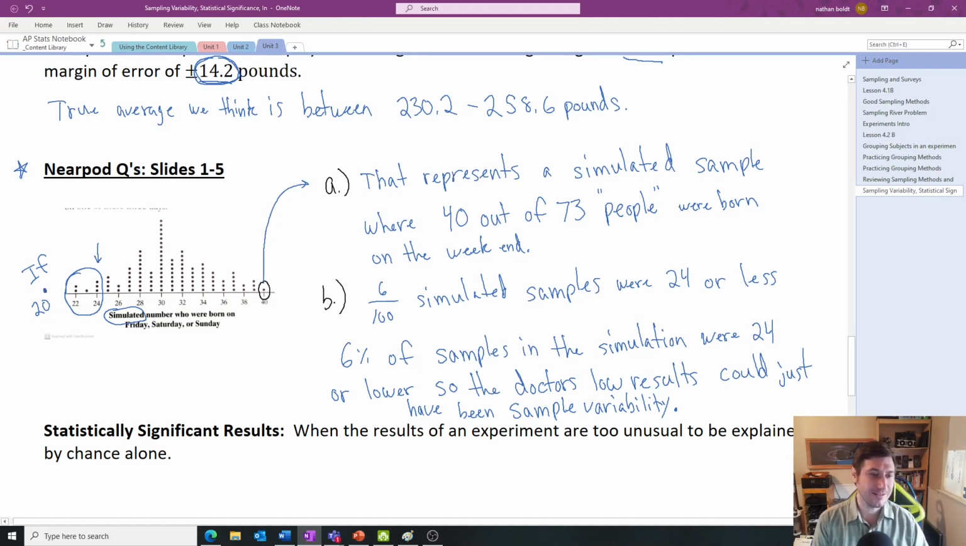If the doctor had instead, in their survey, gotten 20 people born on the weekend, well, that never happened by chance. That's super low. And so we think that might not be because of sample variability. That would be because there's actually a difference between the number of people being born on the weekend versus born on the weekday. But 6% is decently big enough.